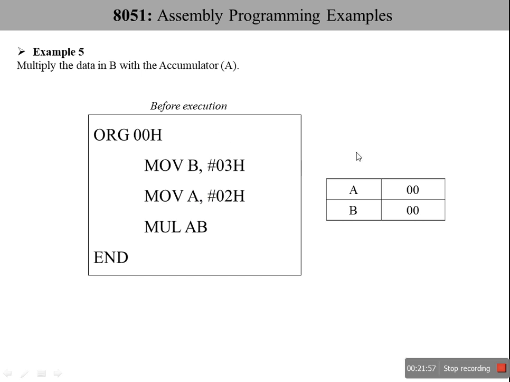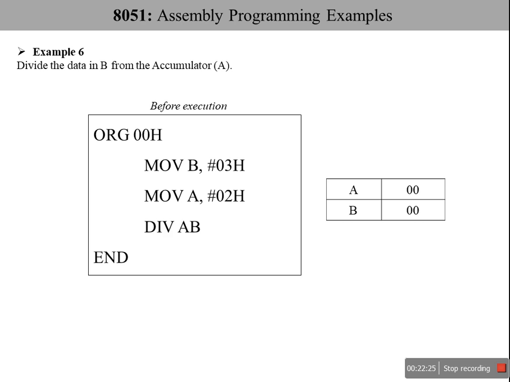So let's look at the content of A and B. Before execution of this complete code it is 0 0. After executing these two instructions, MOV B, #3 and MOV A, #2, it is 2 and 3. This is before multiplication. After multiplication, the accumulator is 6 and the B register will be 0, since after multiplication both registers will be replaced with the result.